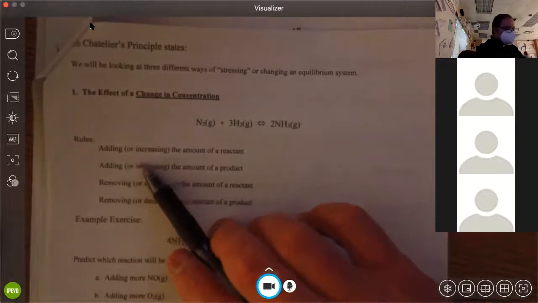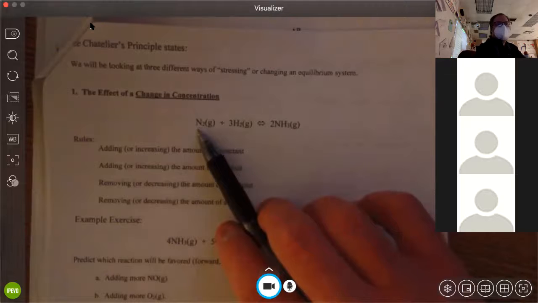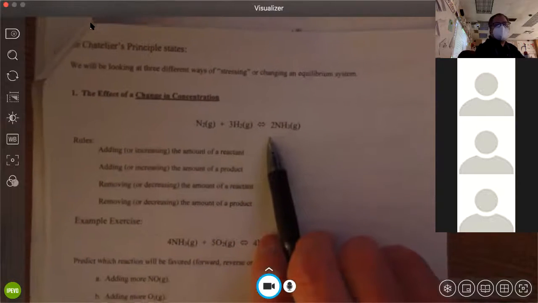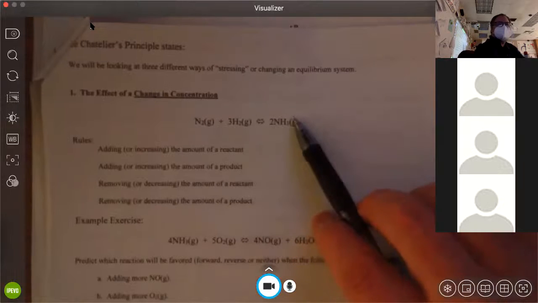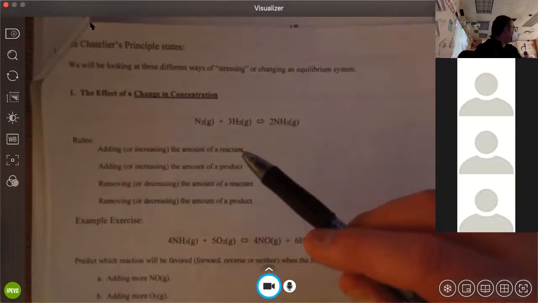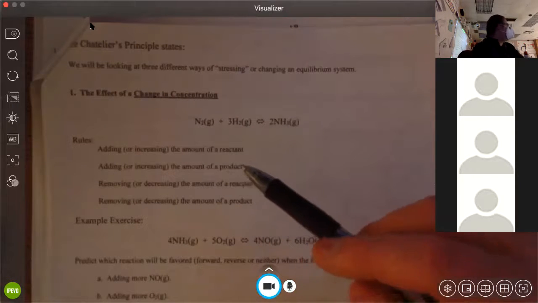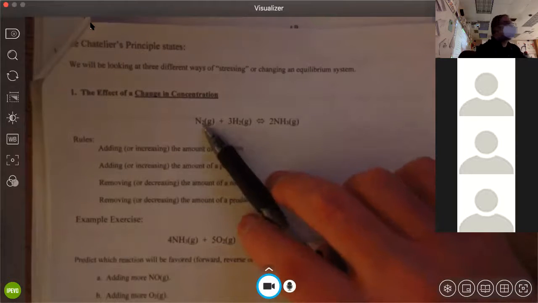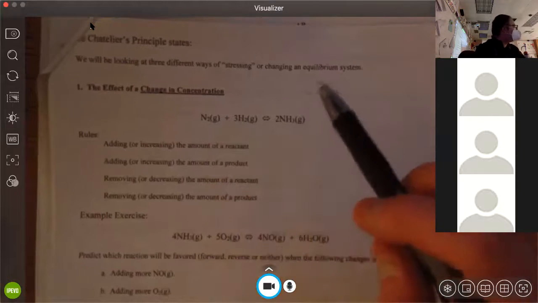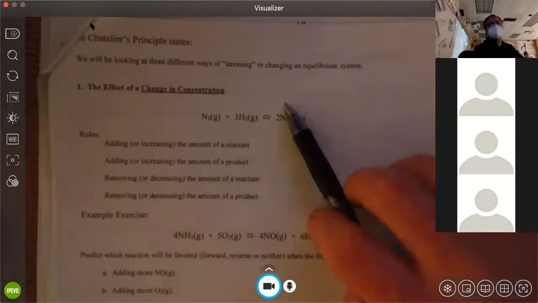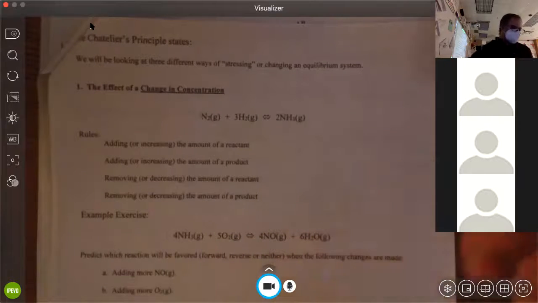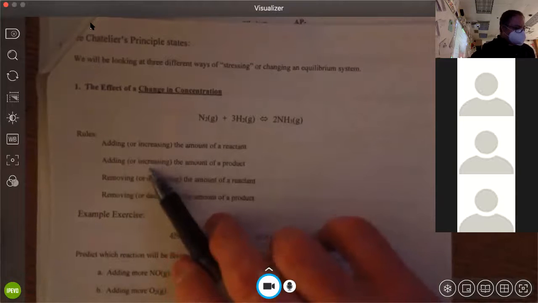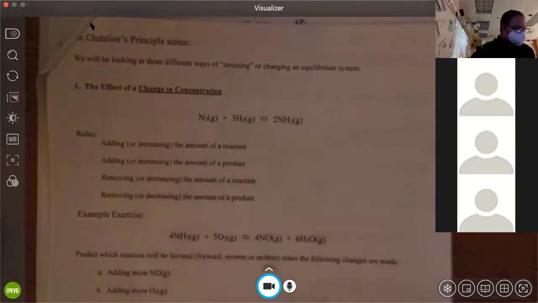So anytime you add something, if we add reactant, that's going to increase the forward reaction. If we add product, that increases the reverse reaction. This makes sense if we look at it as the collision theory problem, right? If we add more reactants, they are going to collide, forming more products. If we add more products, same thing. So adding or increasing the amount of the reactant, adding or increasing the amount of product.